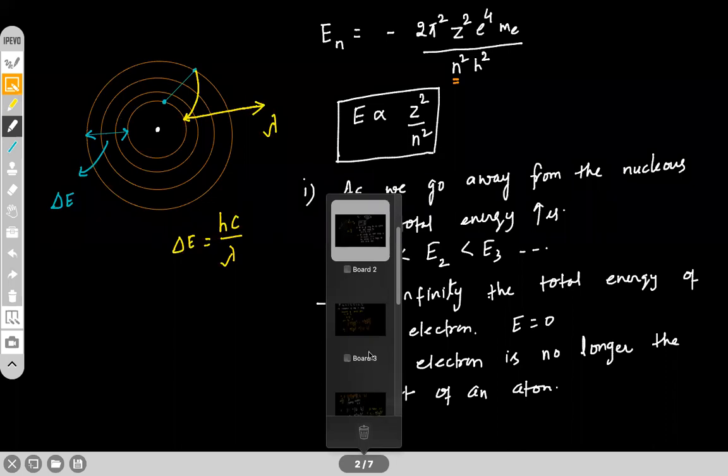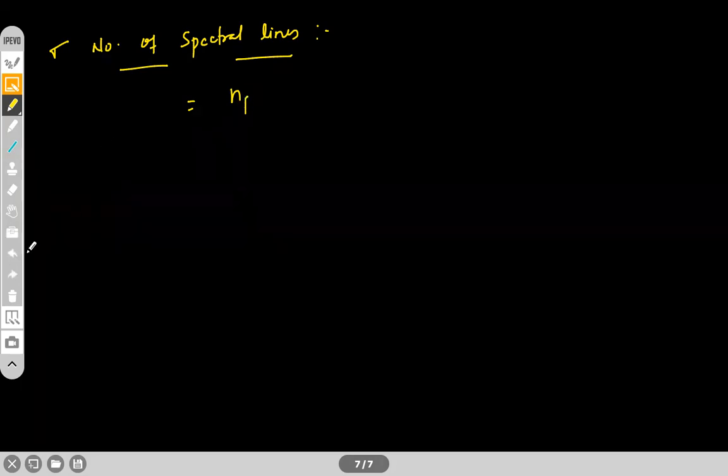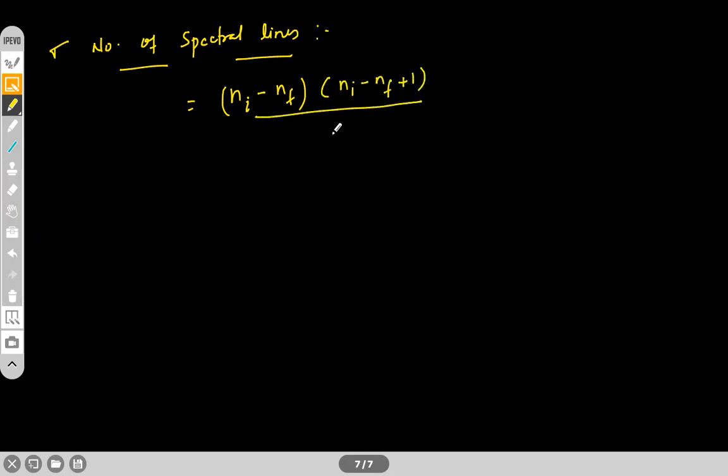So in that case, the best way is to use a formula, and I'll write it down here. There are many possibilities like this. If they ask you the number of spectral lines, the possible transitions, the formula is: it is NI minus NF. You can understand it this way. This is a number of spectral lines, so it cannot be negative. You get spectral lines when the electron comes from a high to low energy level, so it must be positive. High means NI, the initial orbit. So NI minus NF, then NI minus NF plus 1, divided by 2. This is the formula we have.